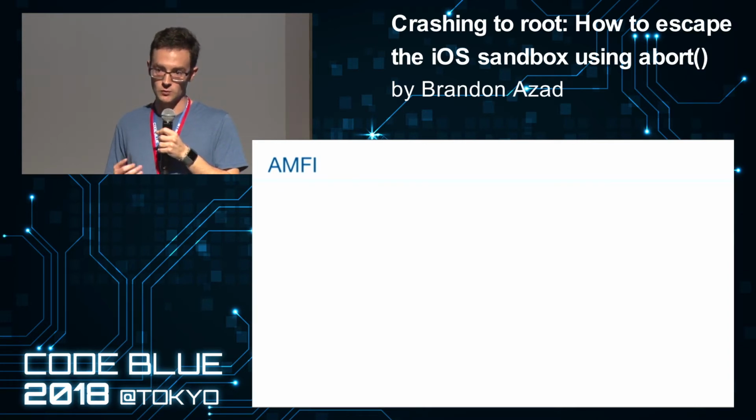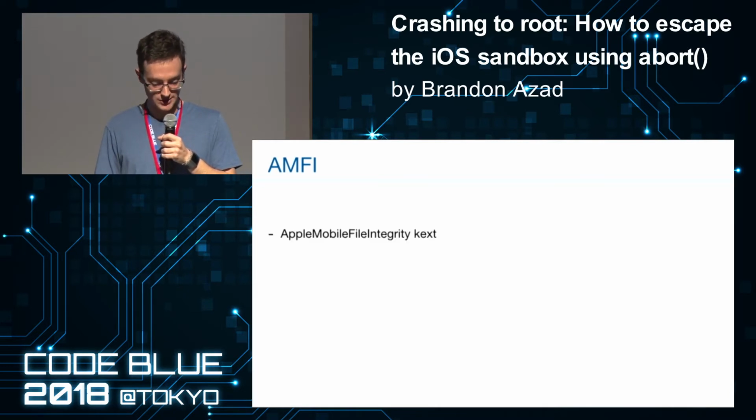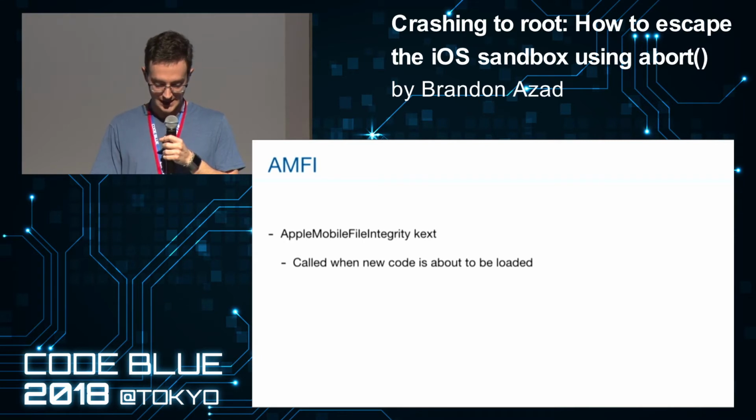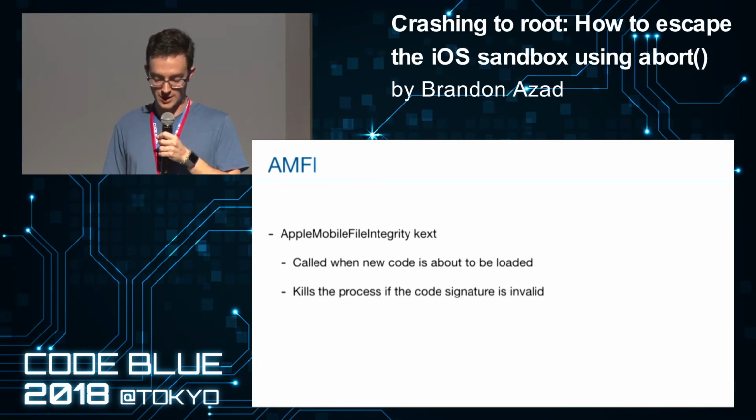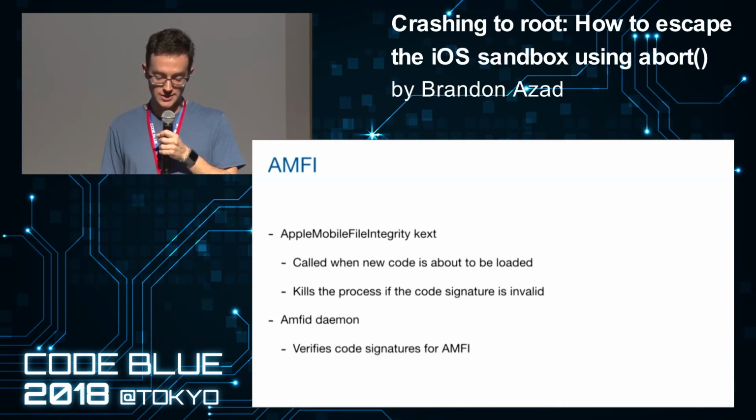Up until this point, we've been able to avoid talking about AMFI, but we actually need to do so now. AMFI stands for Apple Mobile File Integrity, which is the kernel extension that enforces code signing. It gets called whenever new code is about to be loaded onto the device and needs to be validated. And AMFI will kill the process if the code signature is invalid. But since doing code signature checking is really complicated and slow, AMFI actually delegates this checking to the amfid daemon in userspace. So this daemon is what actually does the work of verifying your code signatures, and so it's the component that we'll need to bypass if we're going to get our payload to spawn.